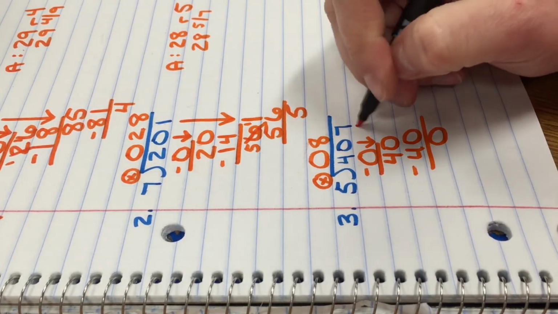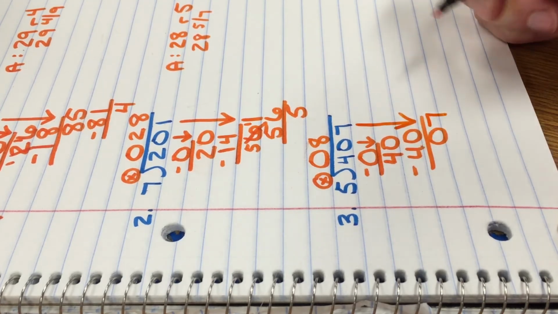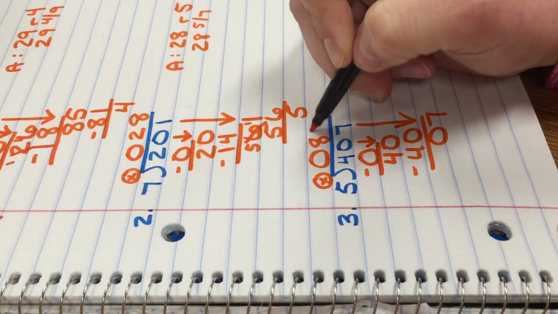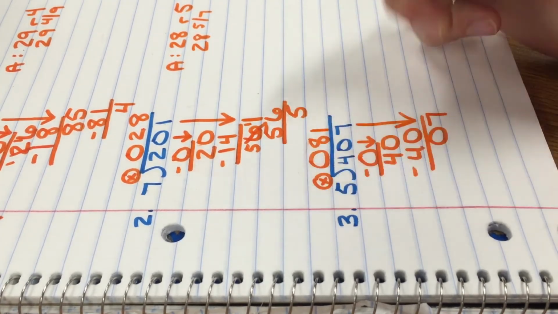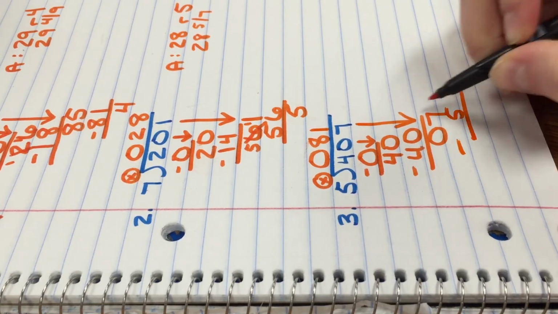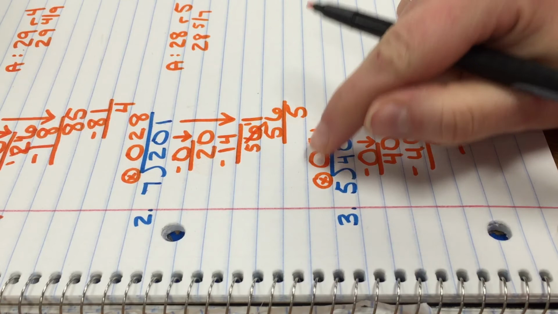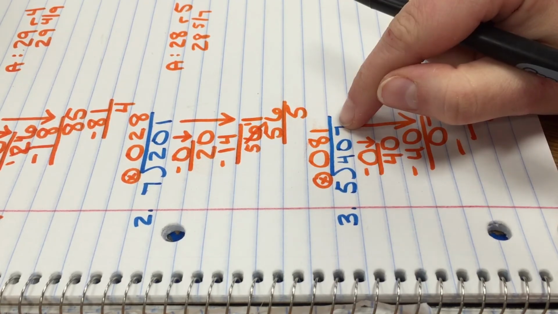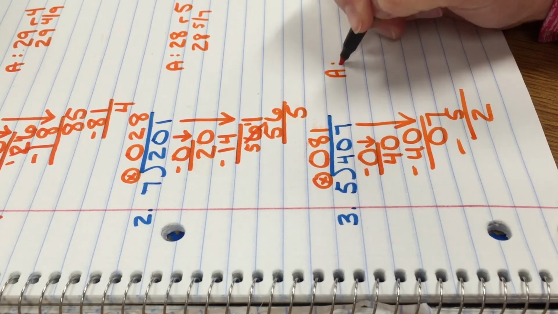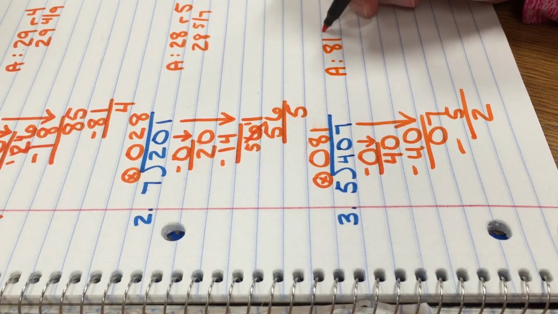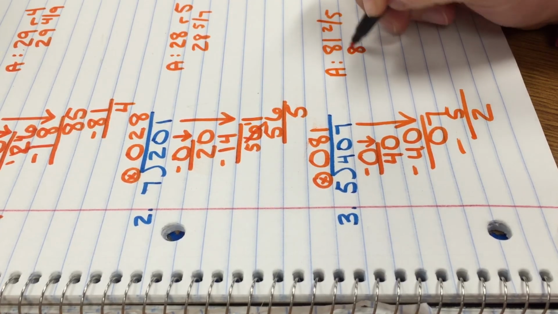Therefore, I need to bring in reinforcements, which would be 7. 5 into 7, one time. 1 times 5 is 5 with subtraction, remainder of 2. I have 3 answers here, and 3 below, which means that my answer is now done. 81 2/5, or 81 remainder 2.